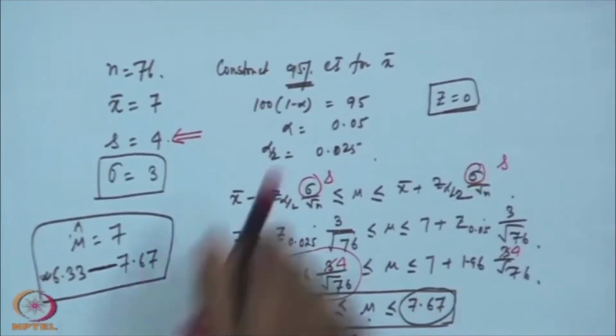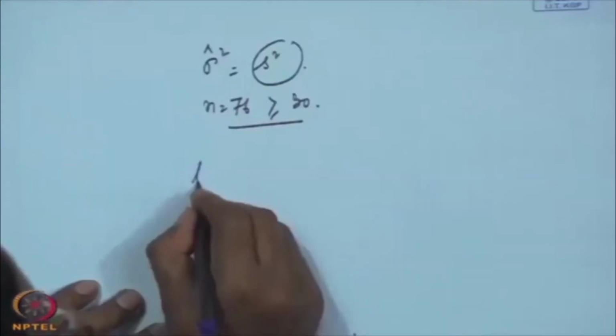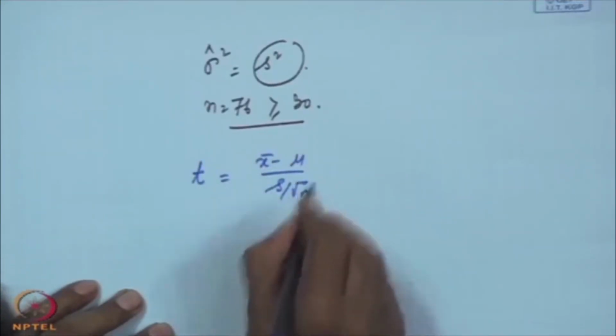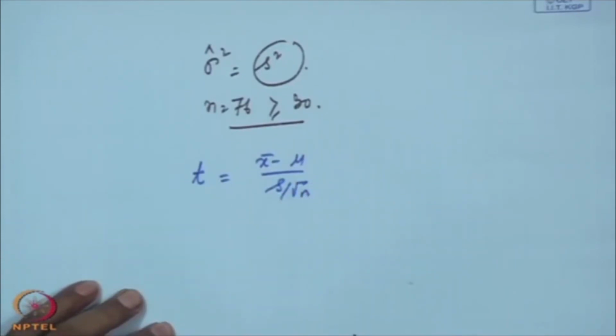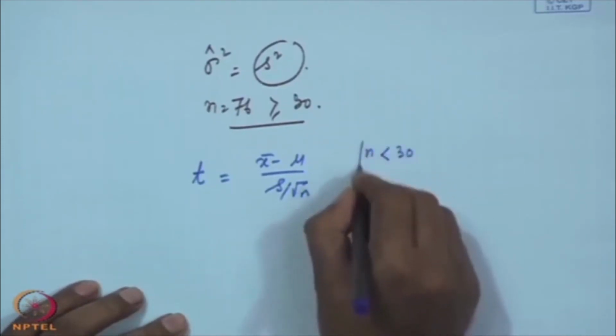Now, another question is, what will happen if the population standard deviation is not known and the sample size is less than 30? You cannot use the Z distribution. You will be using the T distribution, which is x bar minus mu by S by root n. Why? The reason is that n is less than 30.